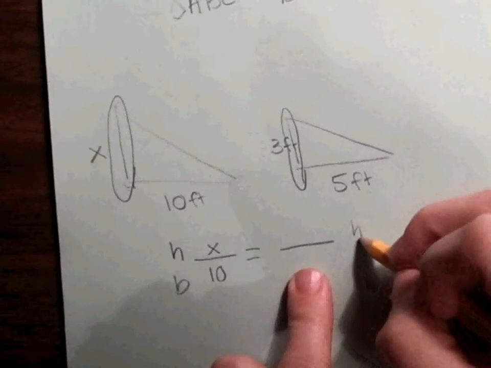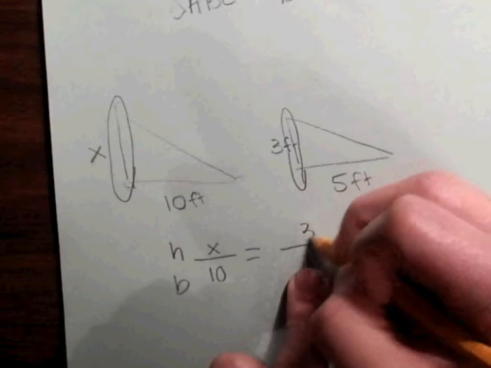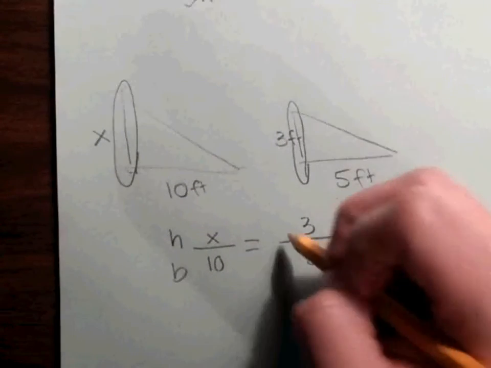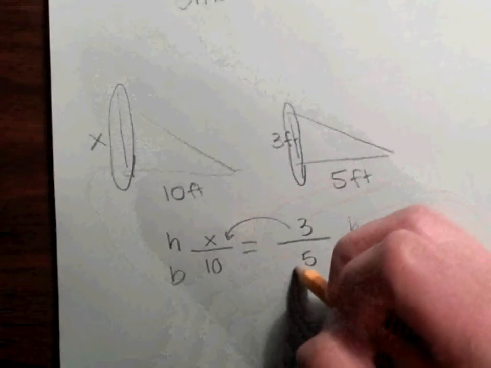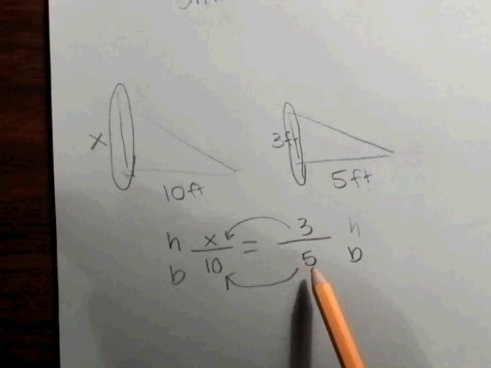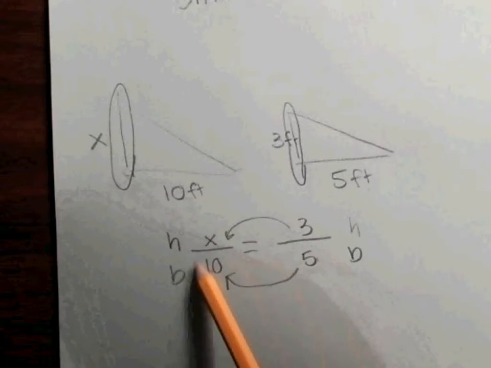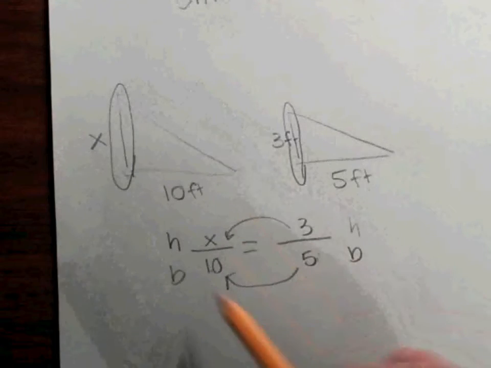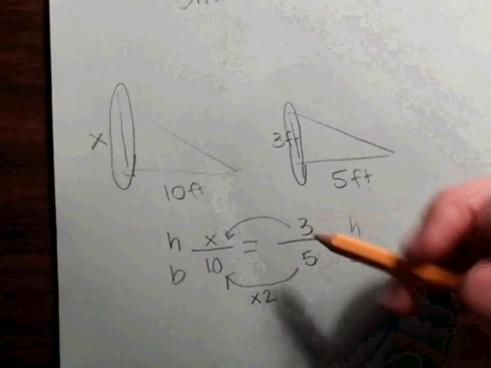Now tell me about this one here. What is the height and the base? The height is 3, and the base is 5. So I'm going to draw an arrow going towards the X, arrow going towards the X. Now if I'm going from 5 to 10, what is my scale factor? What's happening? 5 times what gives me 10? And I know it's times 2.